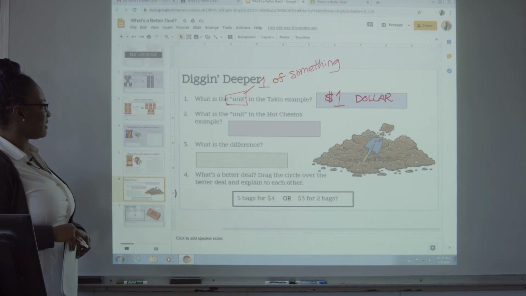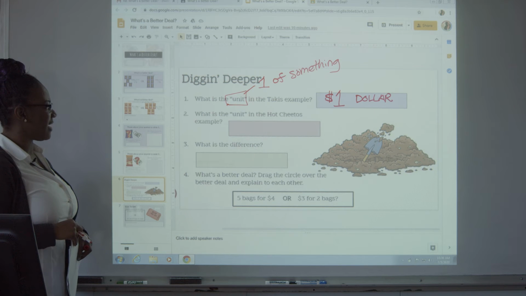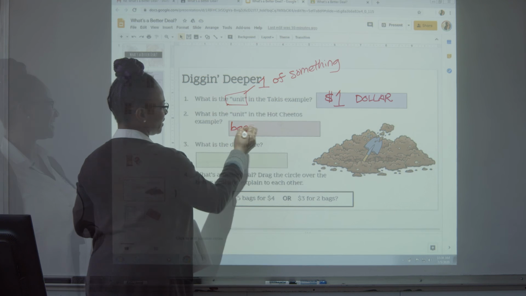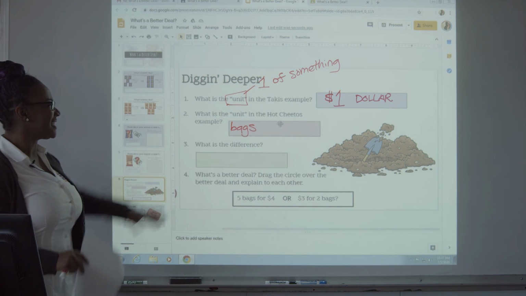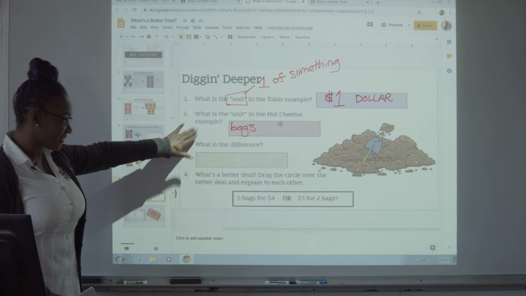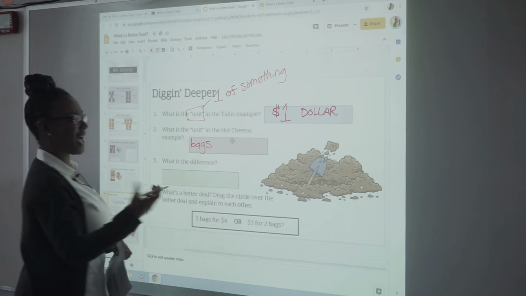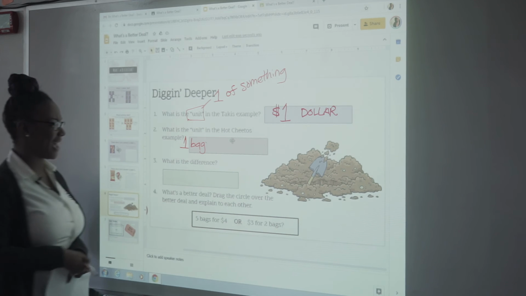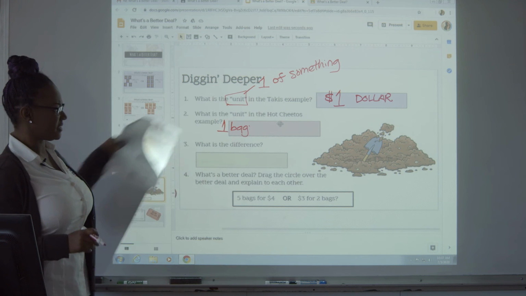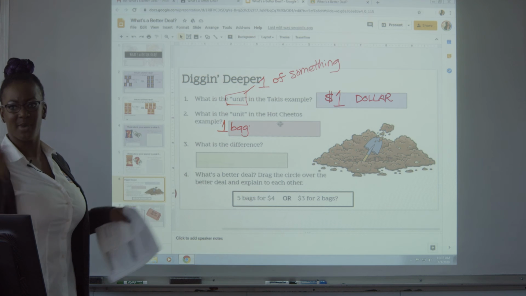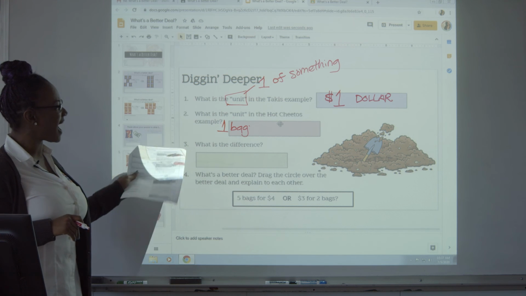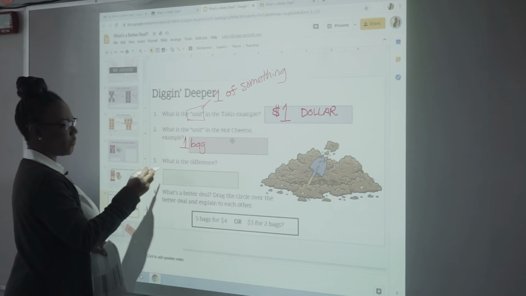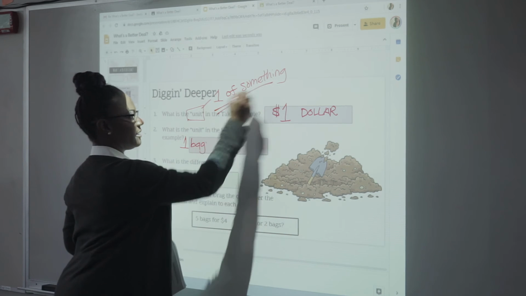And what about the hot Cheetos? We were trying to figure out how many bags we could buy, right? All right, so what is the unit in the hot Cheetos example? Right, it was one bag. We were trying to figure out how many bags, right? And so in this case, the unit that we're talking about is a bag. What's the difference? One is talking about the money you spend. The other one is talking about the object that you can buy, right? But they are both talking about one thing.